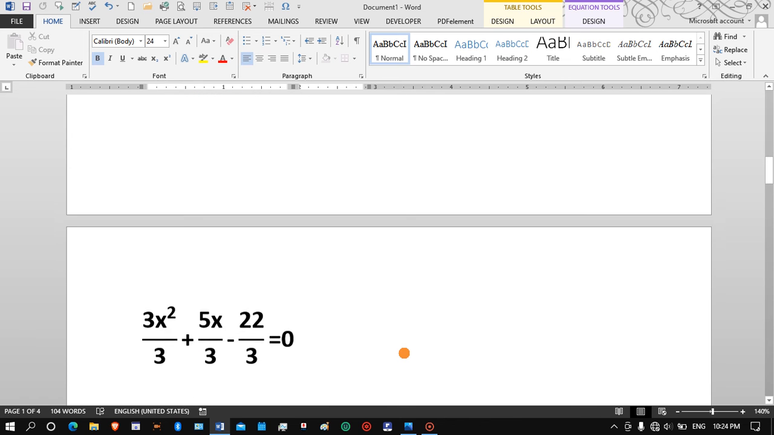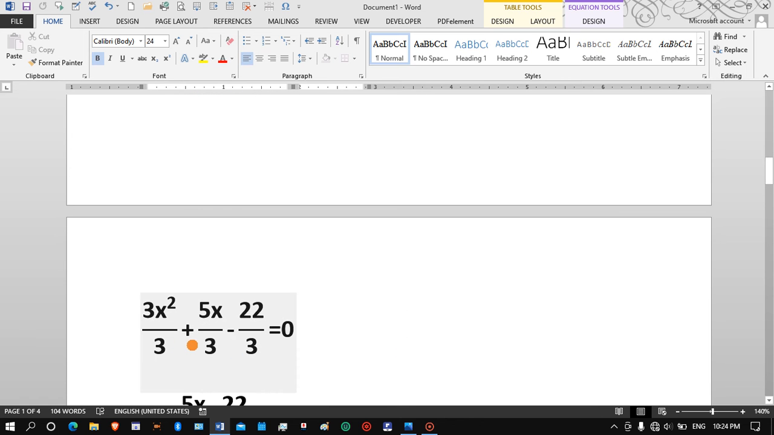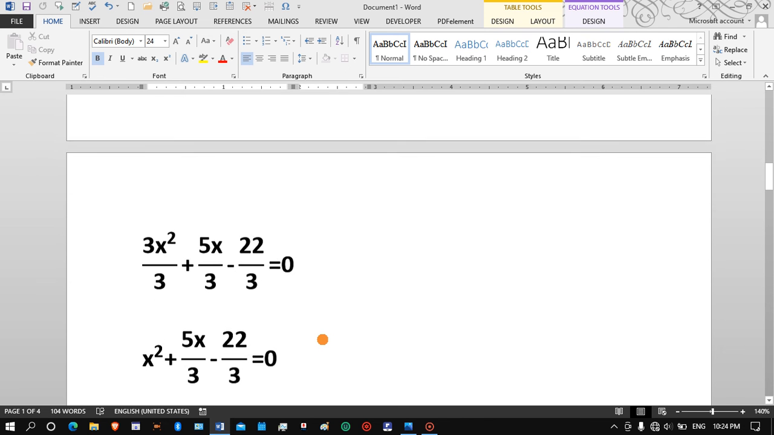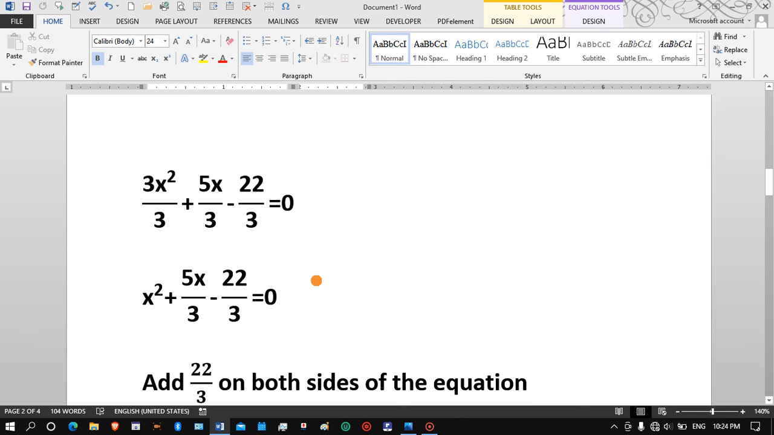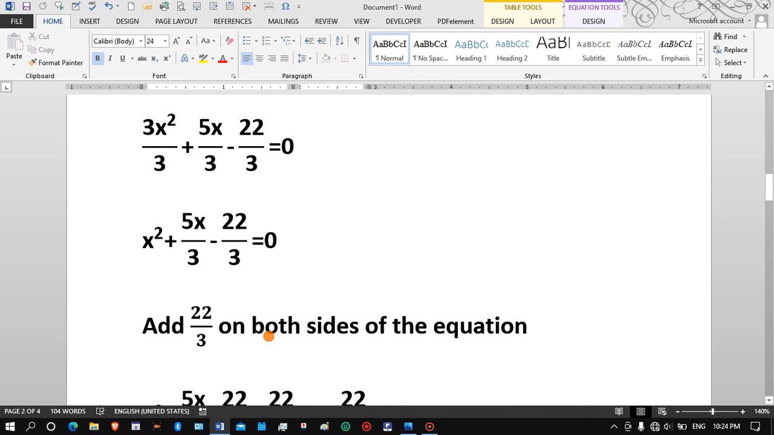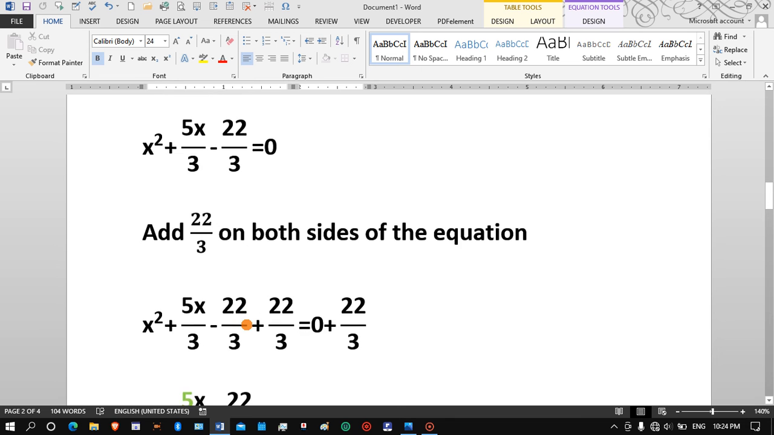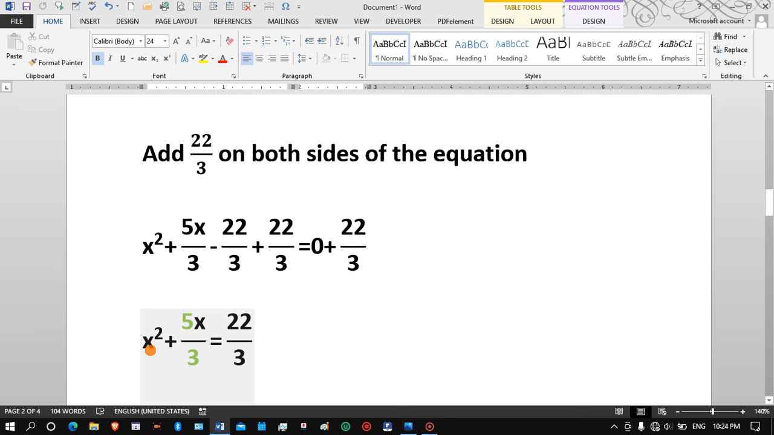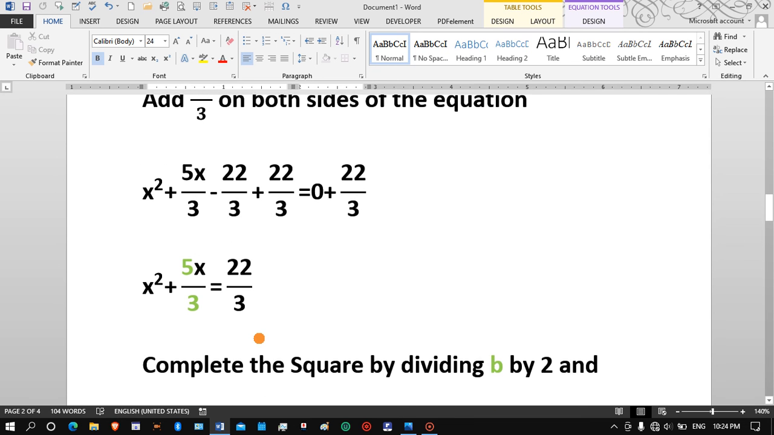So if you divide, this is how you divide, you get this. 3x squared divided by 3, 5x divided by 3, and 22 divided by 3 is equals to 0. So that is how you go about it. And then you eliminate 22 over 3 by adding 22 over 3 on both sides. And then you get x squared plus 5 over 3 x is equals to 22 over 3.